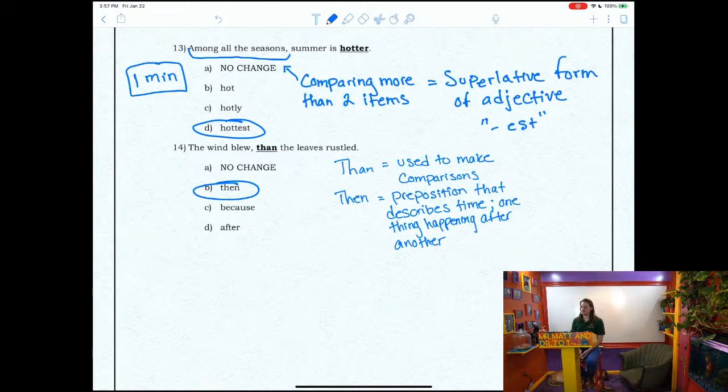And 14, the wind blew, comma, then the leaves rustled. So here we need to use the temporal preposition that's describing time placement.